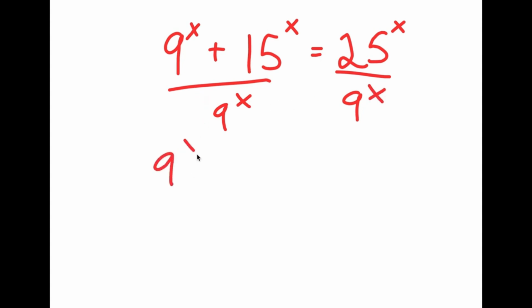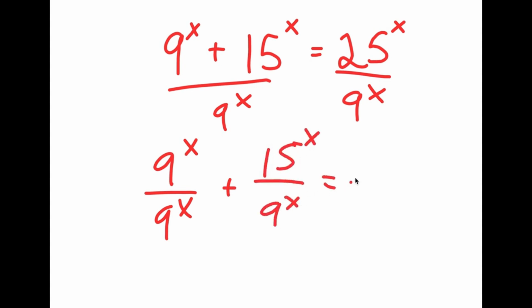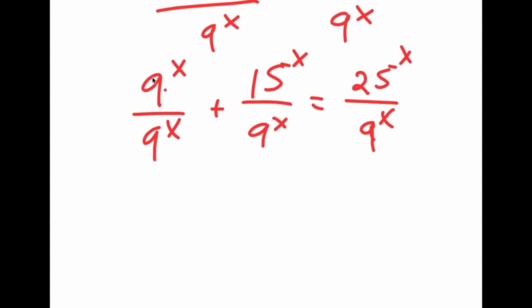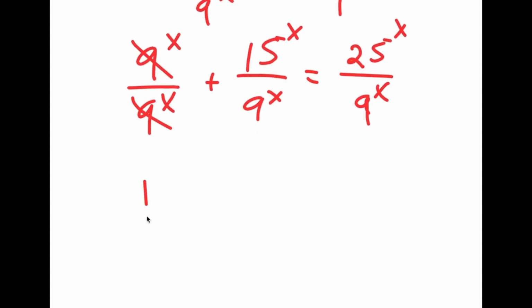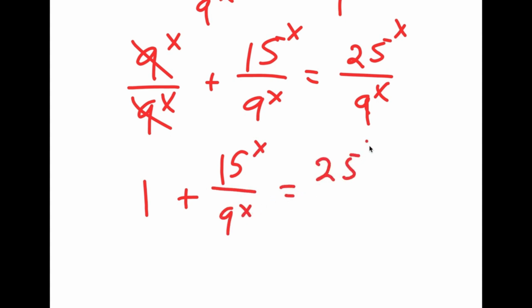So now this results in 9 to the power of x over 9 to the power of x plus 15 to the power of x over 9 to the power of x is equal to 25 to the power of x over 9 to the power of x. Now 9 to the power of x and 9 to the power of x cancel out. So I get 1 plus 15 to the power of x over 9 to the power of x is equal to 25 to the power of x over 9 to the power of x.